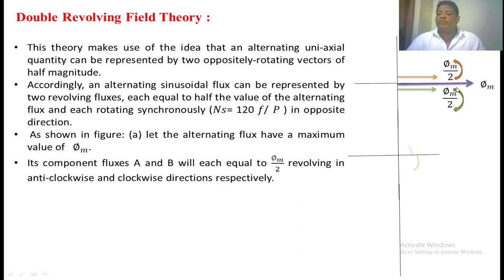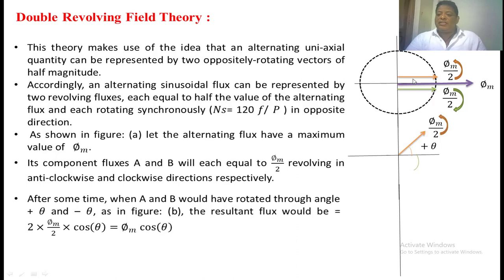Here we are assuming that one is rotating in a clockwise direction and another one in an anti-clockwise direction. At this instant, if you find the phasor sum of these two, it is equal to phi m. Now after some time, they make angles of plus theta and minus theta. If you find the phasor sum of these two vectors by the parallelogram theorem, you get the phasor here, that is phi m cos theta. Compared to the first case, the magnitude of flux decreases: in the first case phi m, in the second case phi m cos theta. But the direction of flux is the same.